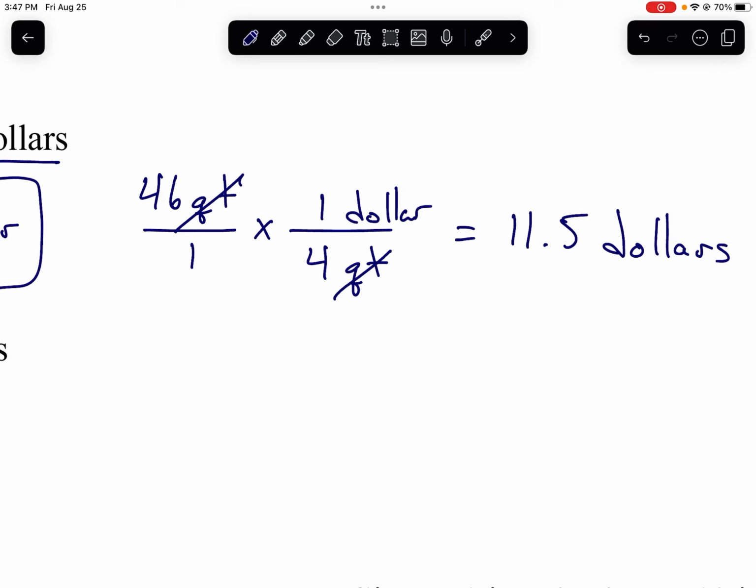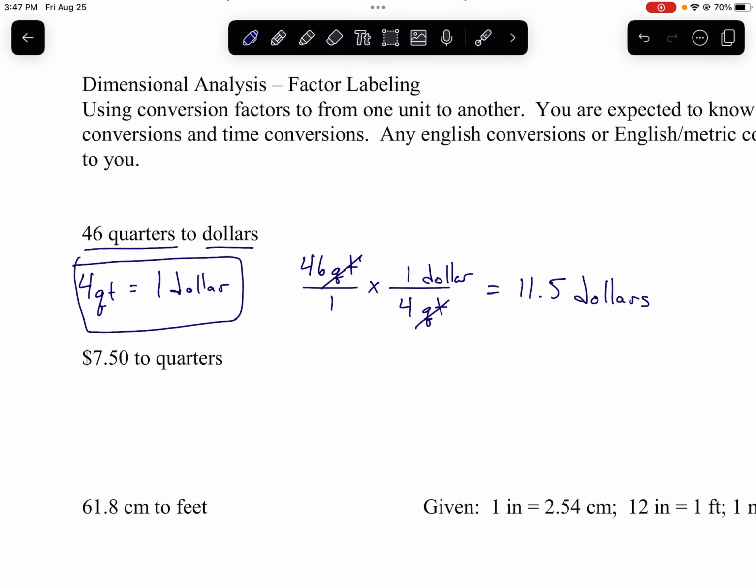Okay, and that's dimensional analysis. We're setting up these fractions, we're using conversion factors to change our units, right? And we're just trying to make sure that we're getting rid of the units that we don't want, and we're keeping the units that we do want. Okay?